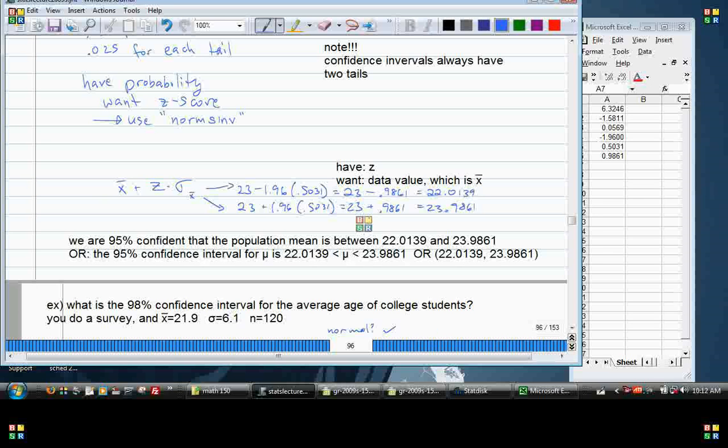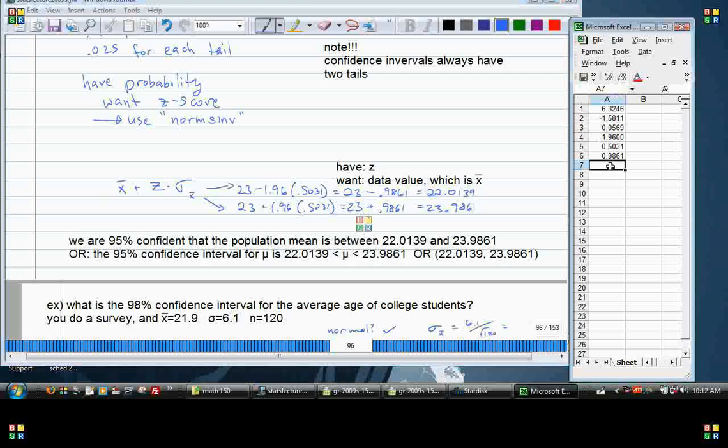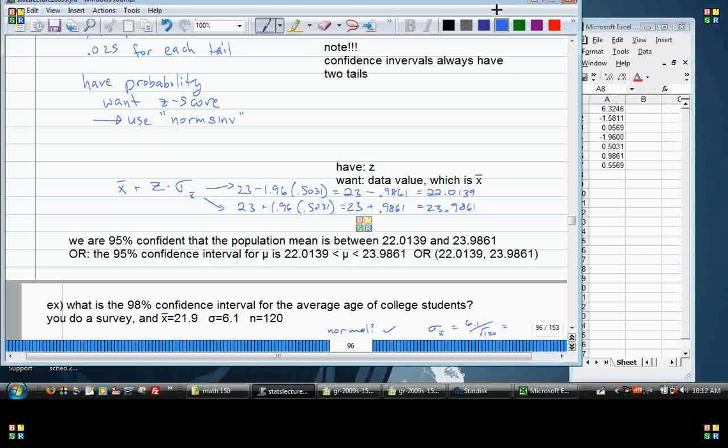So it'll be 6.1 divided by the square root of 120. And then we just need to say what that is. Okay, 0.5569, up to rounding.